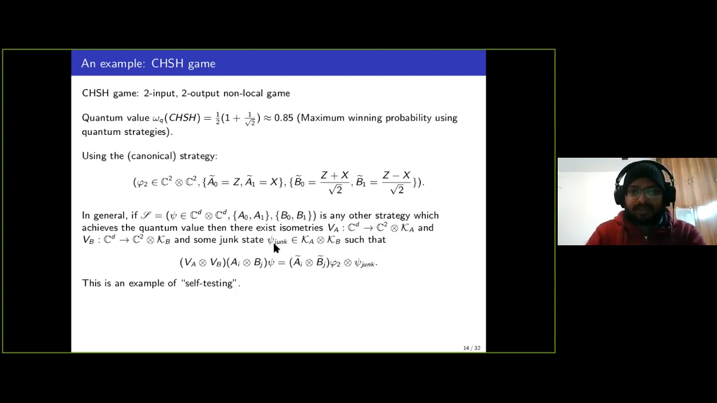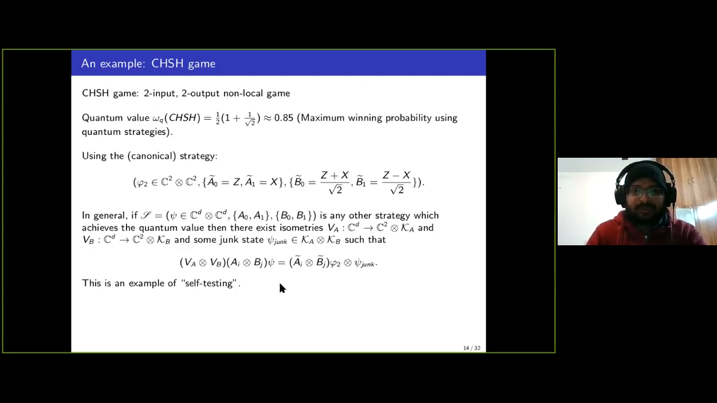And there's some junk state such that if I look at the state A_i tensor B_j applied on psi, then the isometry takes it to the one with the canonical measurement operators applied on the maximally entangled state, tensored with that junk state. So in other words, there's a unique quantum strategy which can be related to every other perfect quantum strategy. This is one canonical example of self-testing.